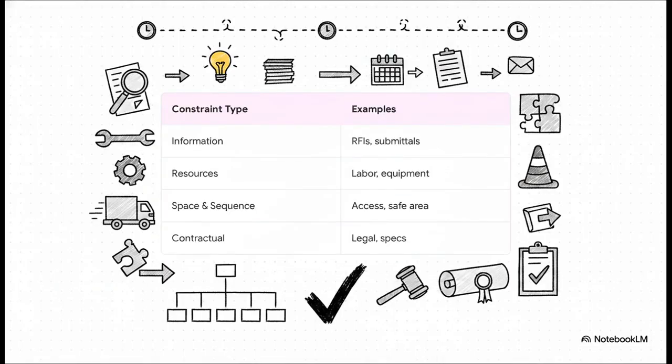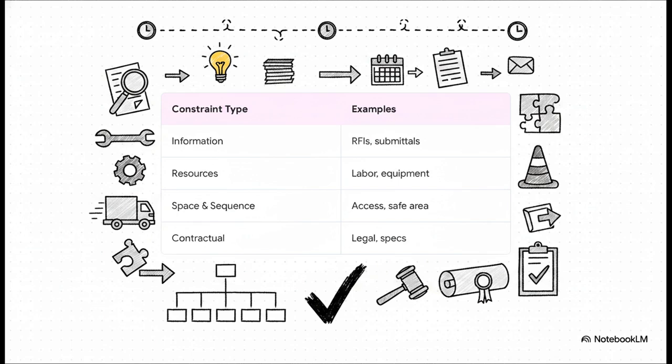Let's look at the exact constraints we're scanning for during these look-ahead meetings. First up, information. Do we have the prerequisite data? We're actively checking for open RFIs, pending submittals, or final design approvals that could bring work to a grinding halt. Second, resources. Do we actually have the right labor trades, the functional equipment, and the materials confirmed for delivery?